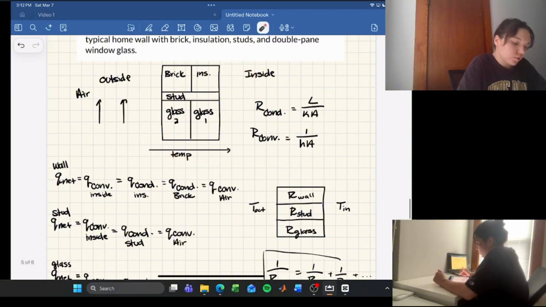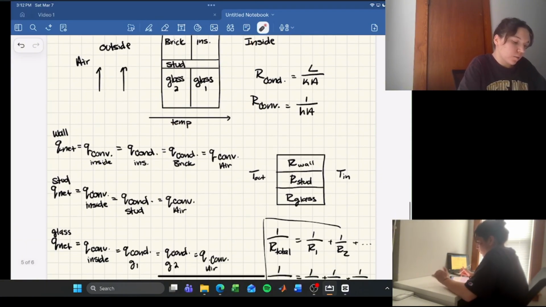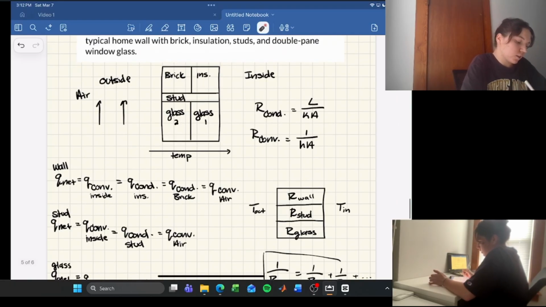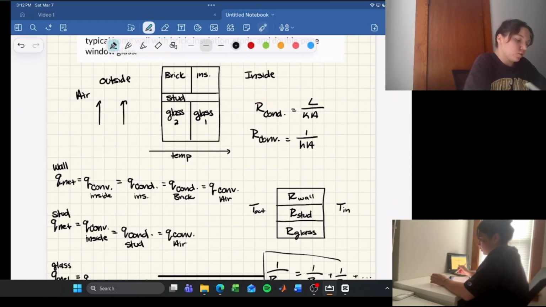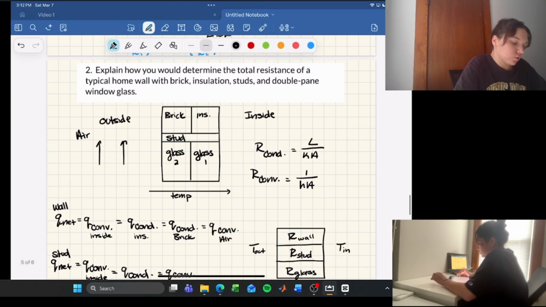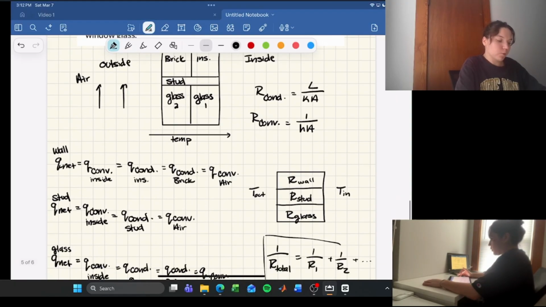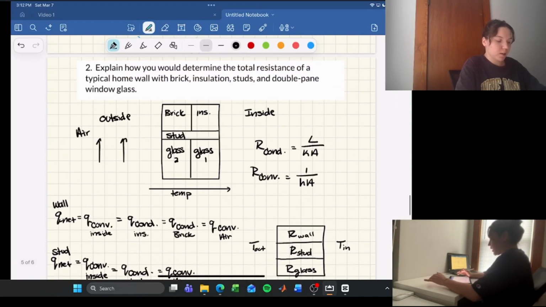And then you can manipulate the equation around to get the total net heat flow through the entire system using the thermal resistance analogy from earlier in this video. That's how we can apply it to something more complicated in this example.